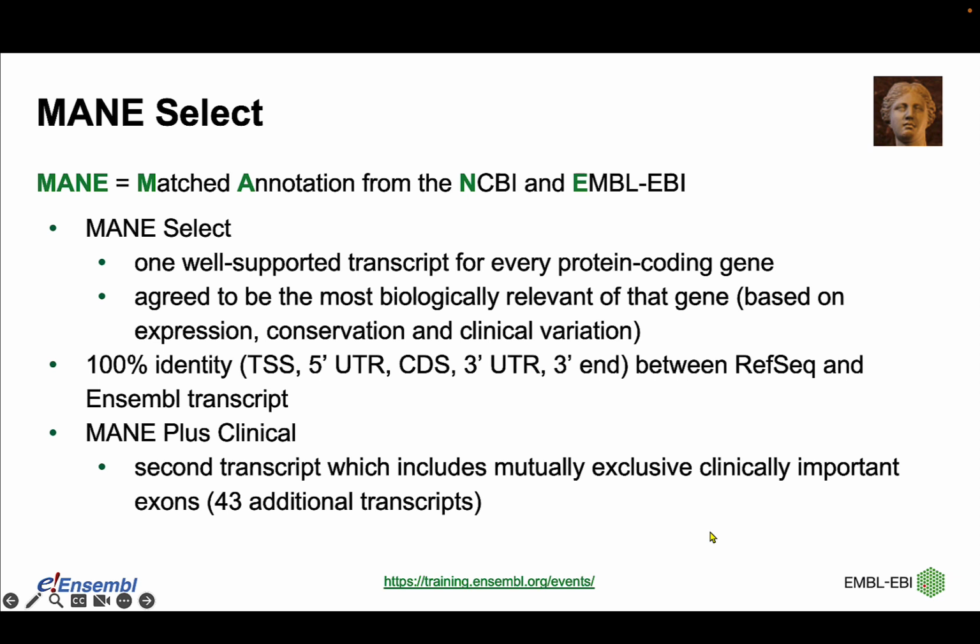Another project to know about, and which also dictates annotation confidence, is the MANE Select project. So MANE stands for Matched Annotation from the NCBI and Ensembl EBI. And it is another measure of the quality of a transcript. So NCBI has its own gene annotation pipeline and a gene set called RefSeq. And MANE Select transcripts are just transcripts that are 100% identical in both RefSeq and Ensembl. The MANE Select transcript is agreed to be the most biologically relevant and the representative transcript for a gene.